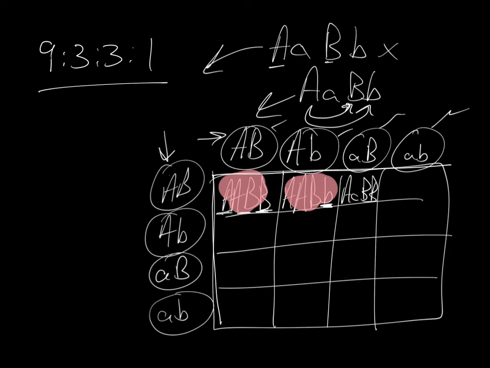So there's going to be 9 of them, that big A, big B, in all kinds of different combinations. And then you'll have three that have a different set of combinations of three. And then you're only going to have one that's going to be little a, little b. Only one. In other words, one that's recessive for both traits. All right, so it's 9 to 3 to 3 to 1.